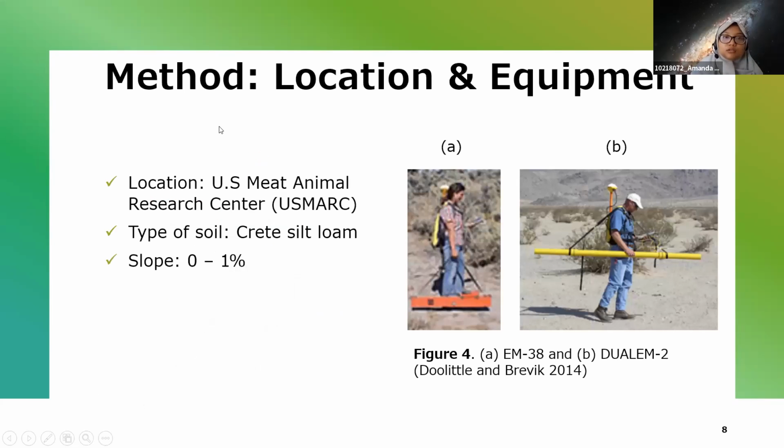The next is about the method. This research is located at the U.S. Smith Animal Research Center, where the soil type of the field is grit silt loam with 0 to 1% slope. The equipment used to get the conductivity data are the EM38 and the dual EM2.